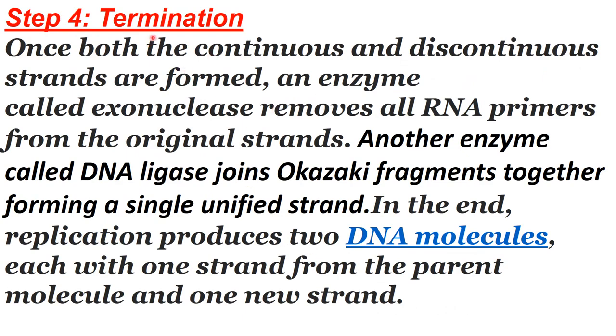Now, after the elongation, which was the third step of replication, the next step is termination. Once both the continuous and discontinuous strands are formed, an enzyme called exonuclease will remove all the RNA primers from the original strands. Another enzyme, DNA ligase, joins the Okazaki fragments to form a unified strand. In the end, replication produces 2 DNA molecules, each with one strand from the parent molecule and one new strand, as was said in the semi-conservative mode of DNA replication.